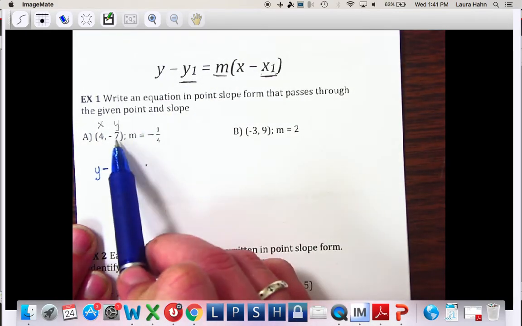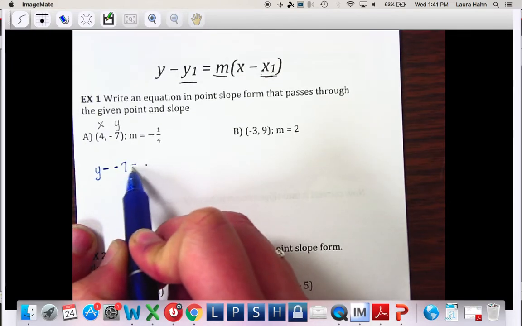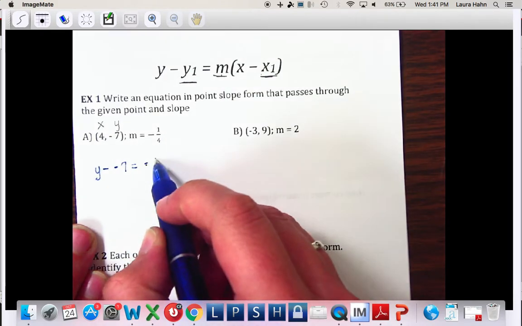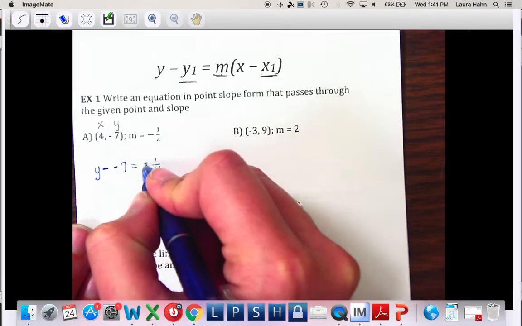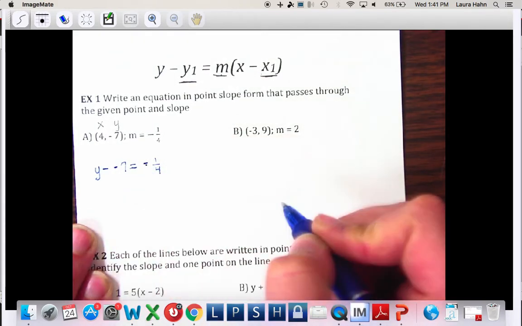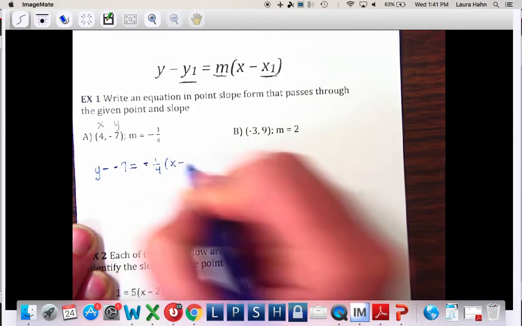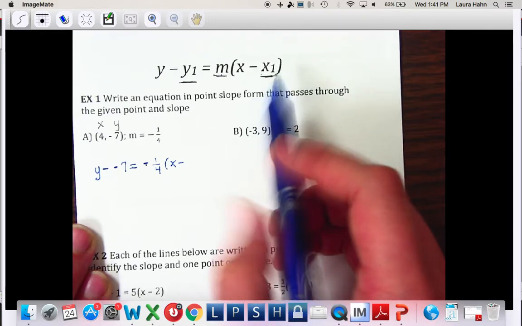Well, the y value from my point is a -7. Then I put equals, and then I'm going to plug in for my m, my slope, which is -1/4. Okay, and then I'm going to put a parenthesis x minus. And then I'm going to plug in for the x from my point. The x from my point was a +4.